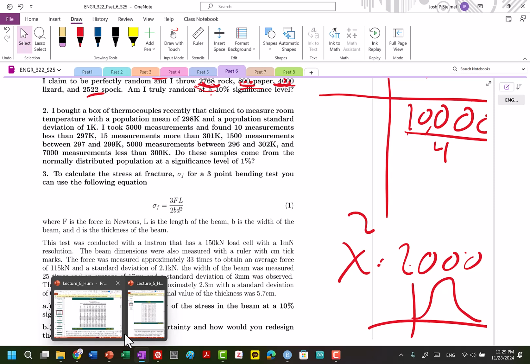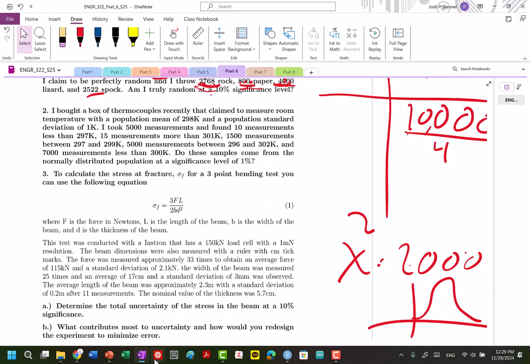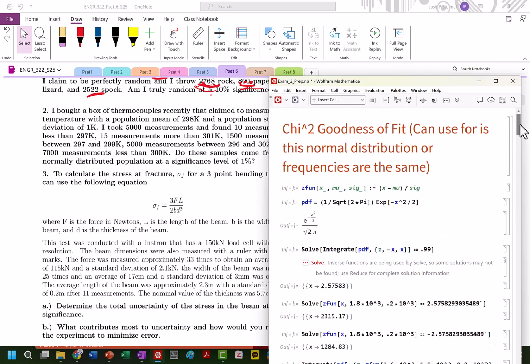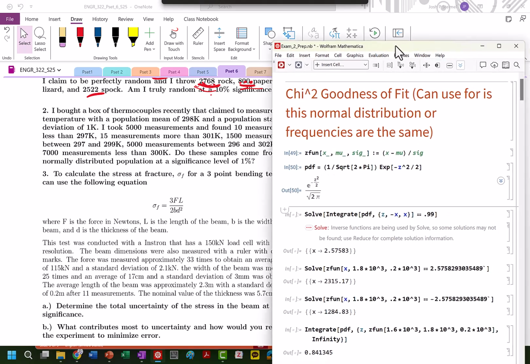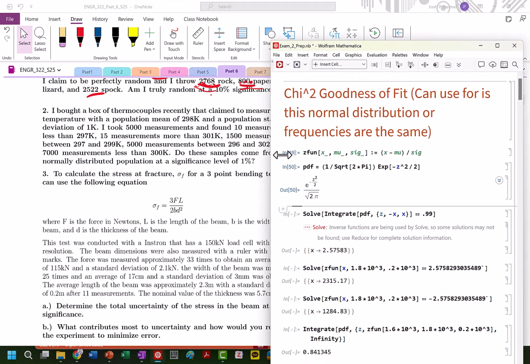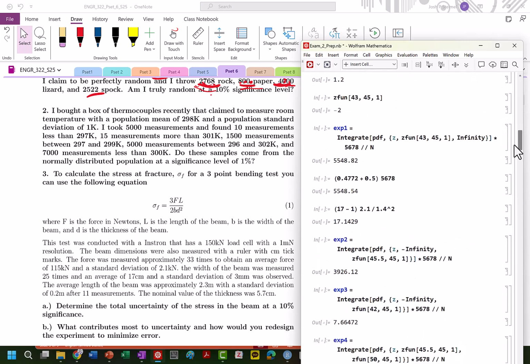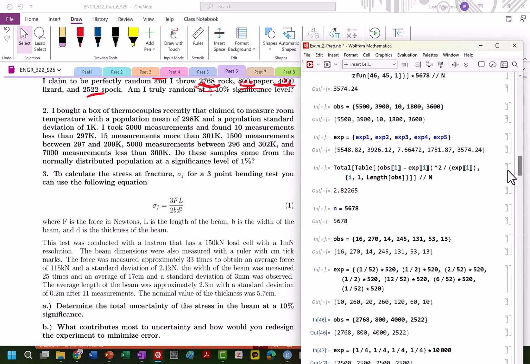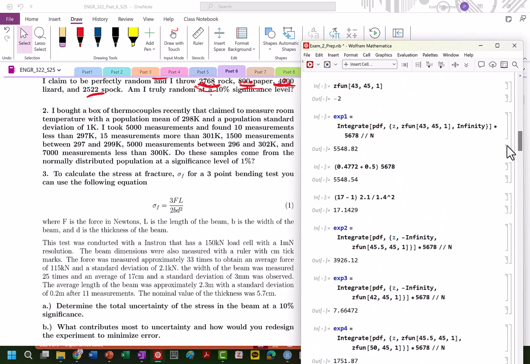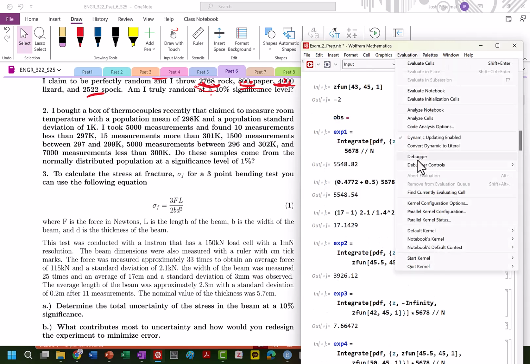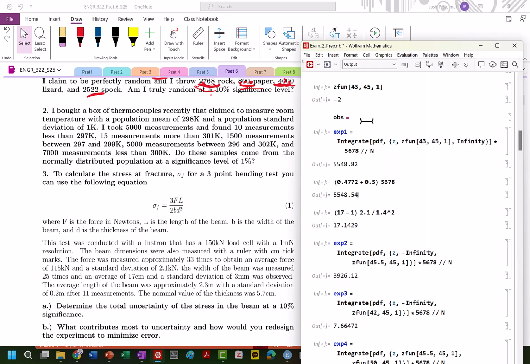Bought some thermocouples that claim to measure room temperature. So let's actually go ahead. Temperature. So I'm going to shift enter this, shift enter this. We found some observed values. So I'm going to list out the observed values as we read. I'm going to go right here. Actually, I'm going to quit the kernel. Oh, I don't want to quit everything because then it's going to mess up.